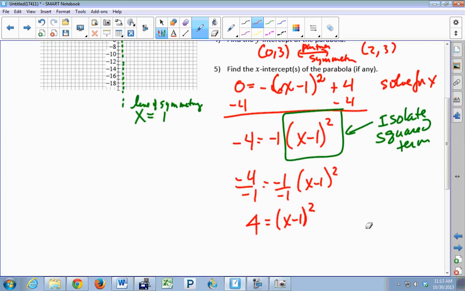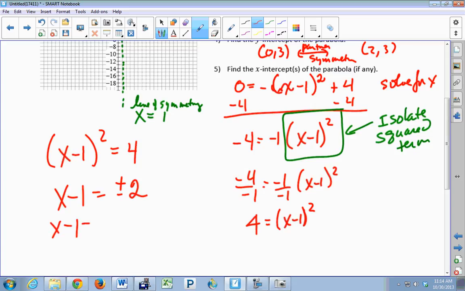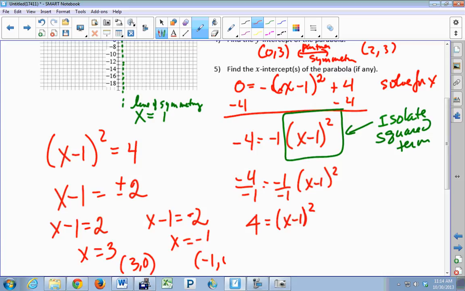So I've got a perfect square on the right side and a constant on the left side. So I'm just going to rewrite that like this. And anytime I have something squared equal to a constant, I square root both sides. And I remember I have a plus and minus. So x minus 1 equals plus or minus 2. And now I have two equations to solve. X minus 1 equals 2, and x minus 1 equals negative 2. And I solve those baby linear equations. I get x equals 3 and x equals negative 1. So there are my two x-intercepts, 3, 0, and negative 1, 0.